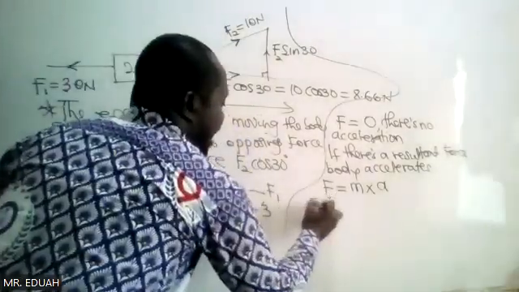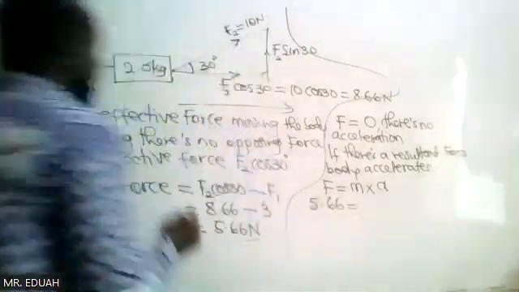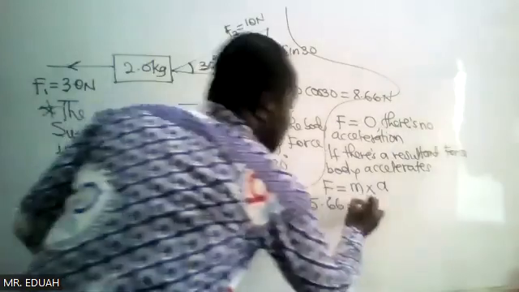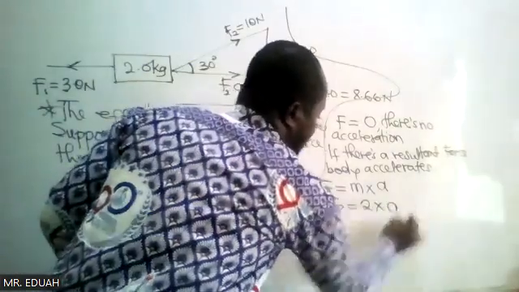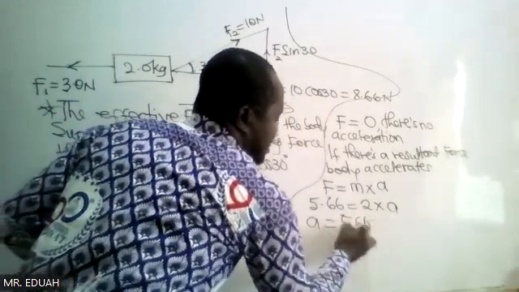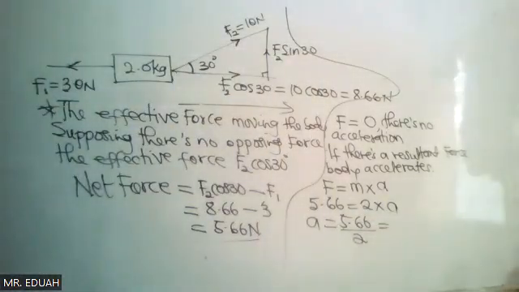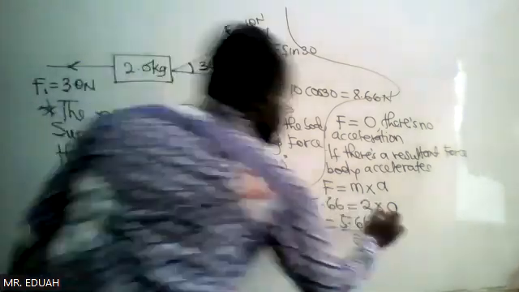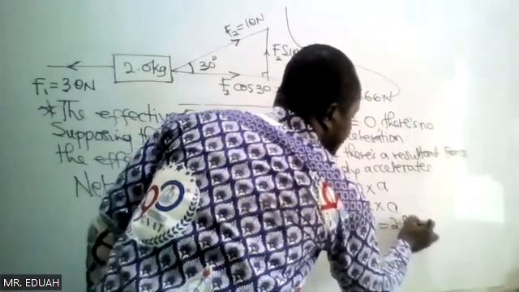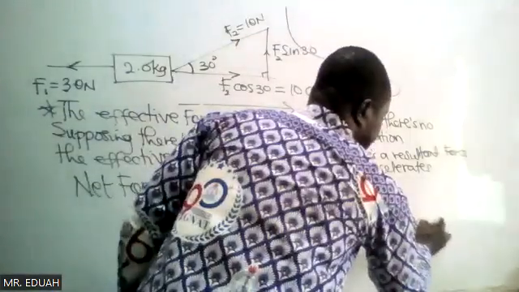So we have 5.66 is equal to the mass of the body, which is 2, times a. So a is equal to 5.66 divided by 2, which is 2.83 meters per second squared.